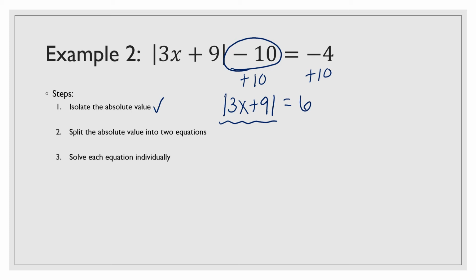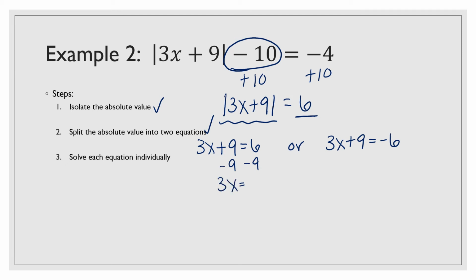So again, to do that, the first equation, you just drop the absolute value symbols. So we have 3x plus 9 equals 6. And the second equation, you're still dropping the absolute value symbols, but you're taking the opposite of the number it's equal to. So we're going to set it equal to negative 6. Now that we have split it into two different equations, we can go ahead and solve each of the equations individually. For the first equation, we can subtract 9 from both sides to get 3x equals negative 3. And then we can divide both sides by 3 to get x equals negative 1.